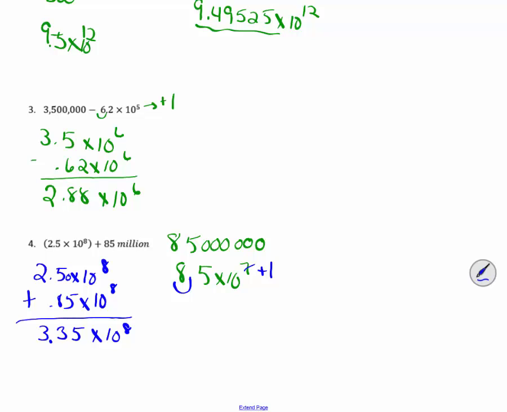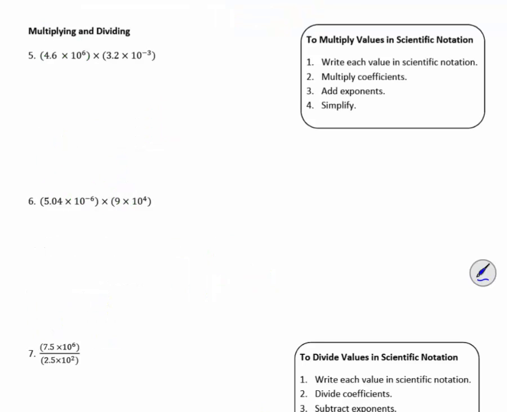All right, let's talk about multiplying and dividing. So for multiplying and dividing, again, we've done this. You don't have to have the same power of 10 here. Just like we were doing before, you multiply your coefficients, you add your exponents. So 4.6 times 3.2 is going to give me 14.72 times 10, and I'm going to add 6 and negative 3, and I get 3.